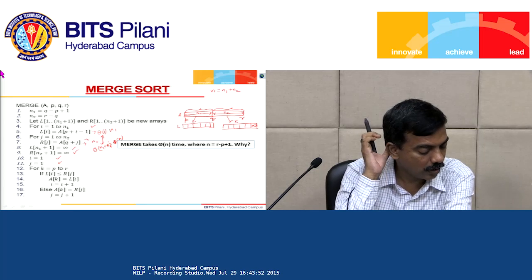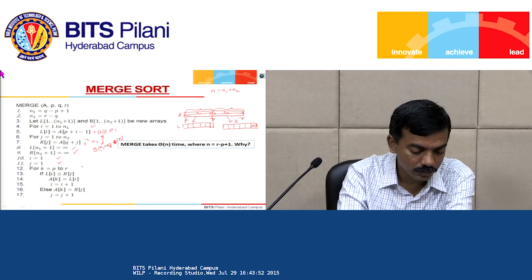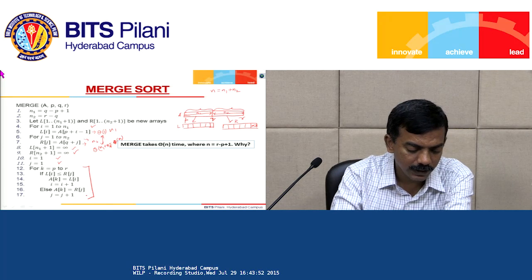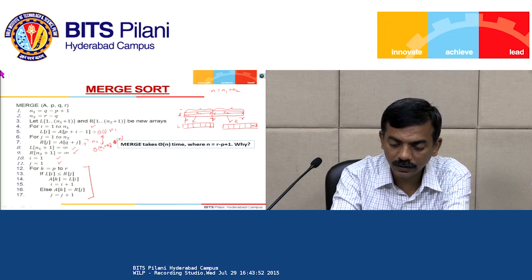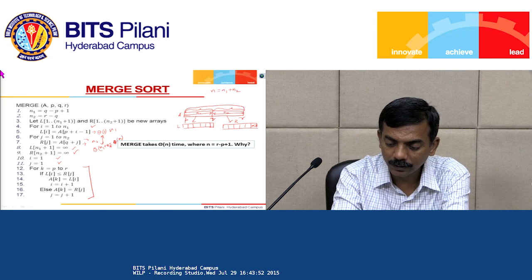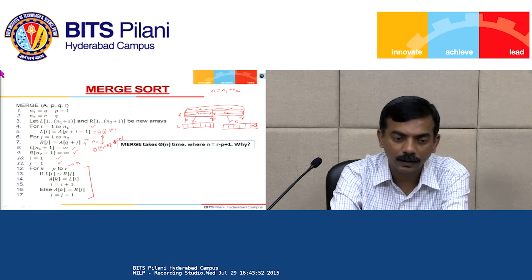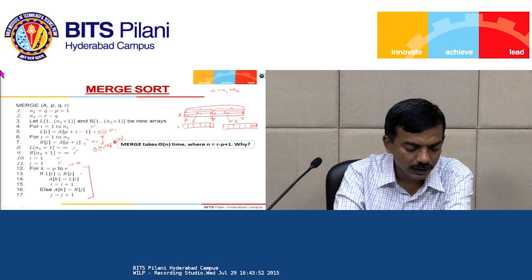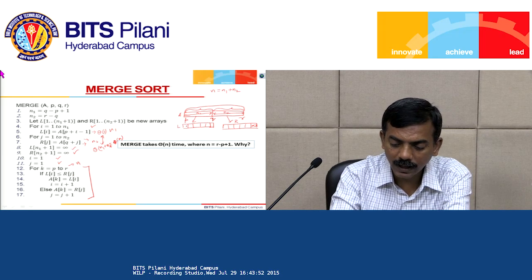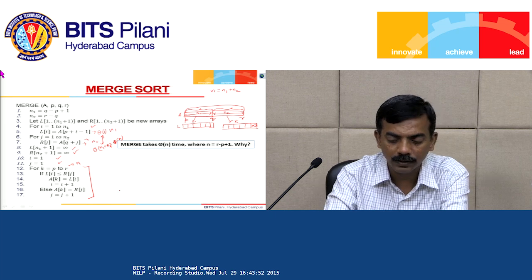Next we go to this loop. Here we run from P to R. That means we run for n elements, so this will run n times. Each time we compare Li and Rj and we copy whichever is the smallest to the kth position, and then we increment k as well as i or j, whichever is appropriate.